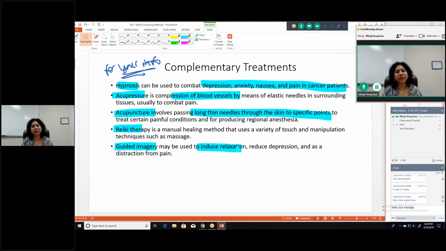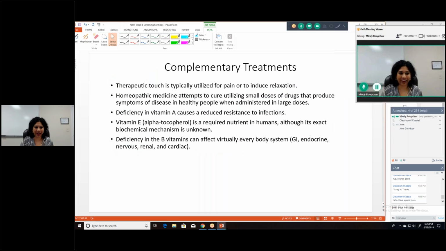I had to stick that in there because not all the patients you're going to have are going to want all these things done to them. They might just want something complementary, which would be something like this. So just so you guys are aware, okay?